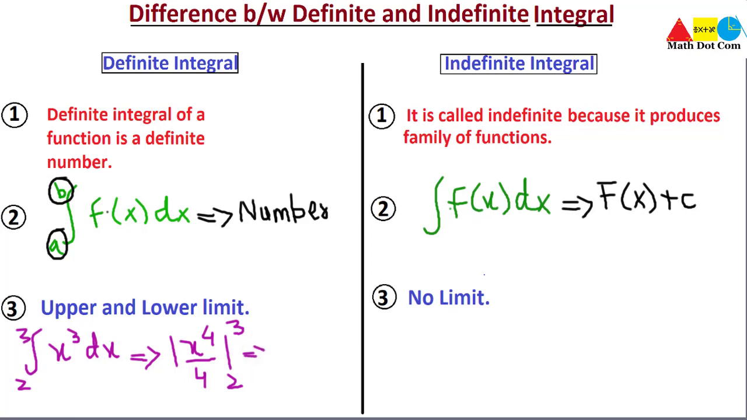So you just need to put in these limits, and after putting these limits, what will you get? Upper limit is 3, so 3 raised to power 4 divided by 4, minus lower limit 2 raised to power 4 divided by 4. After solving it, what we will get is a single definite number, that is 65 divided by 4. So this is a single definite number that we have got in the definite integral, and definite integrals are basically used in finding the area under the curve or volume, etc., where we need a single definite value. So this is the example of a definite integral.